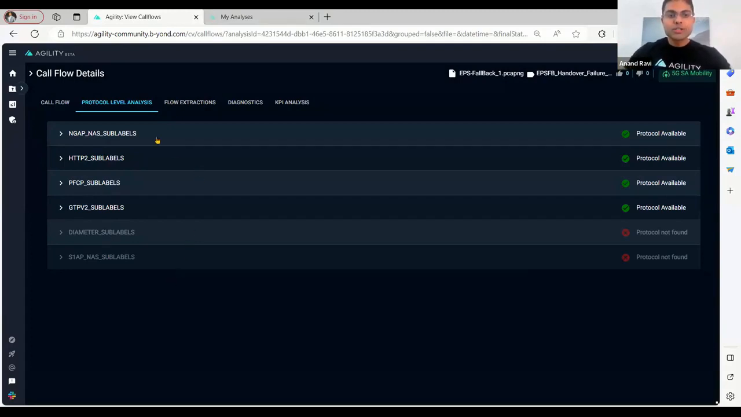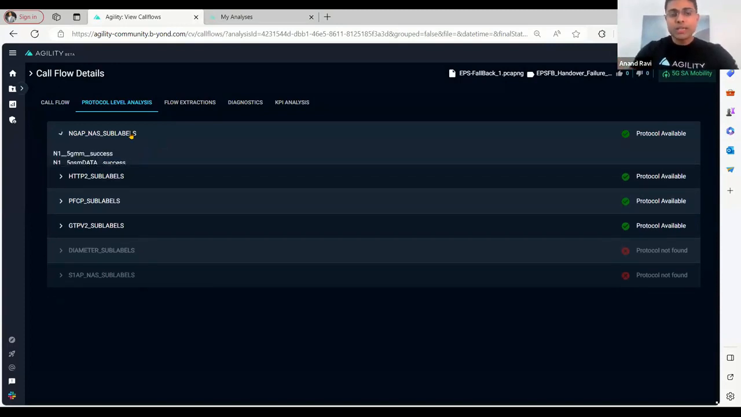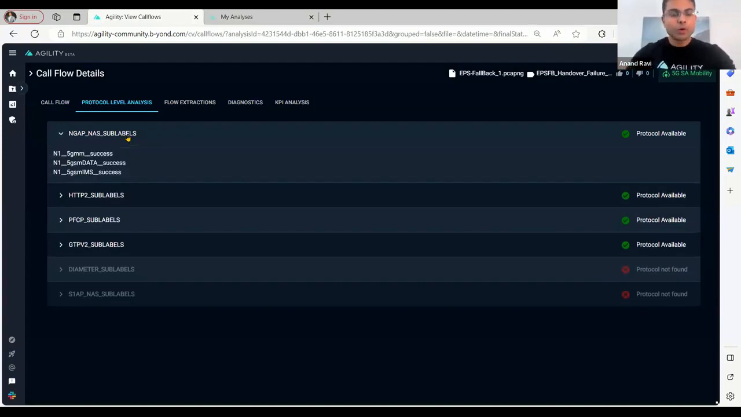So that's where Agility actually automatically breaks down the analysis per protocol, which means actually even before that, the first thing that Agility provides is whether this protocol was indeed available in the PCAP or not, right? So for the ones that are not discovered, it could be that the protocol was not captured, or probably the call flow truncated before that protocol could be invoked.